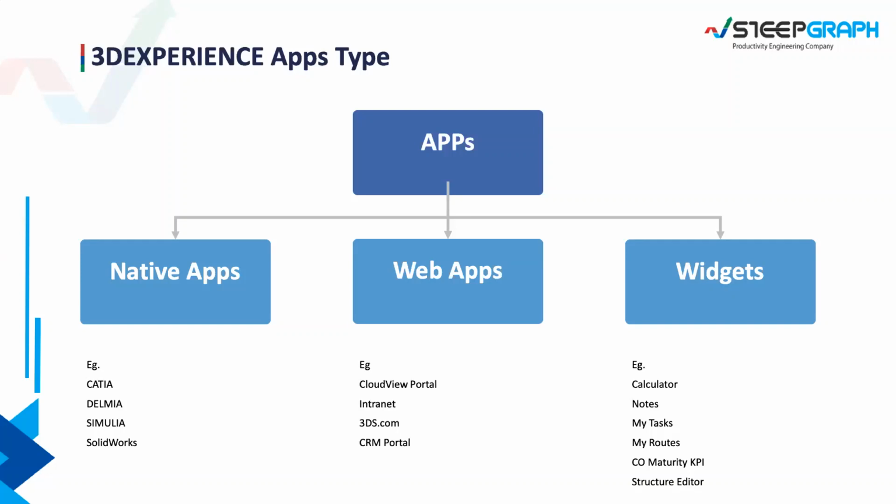And then there is a third category, which is widgets. Some examples are calculator, my notes, my task, my routes, CO maturity, KPI graphs, structure editor, markup, structure compare. So here widgets have a long list of applications which is provided out of the box. And widgets are the ones which can be placed on the 3D dashboard. This is the one which we are going to deep dive into today: how these widgets can be used and placed on the dashboards, and what the different varieties of out of the box widgets available are.